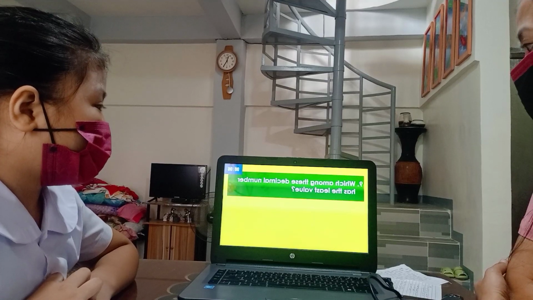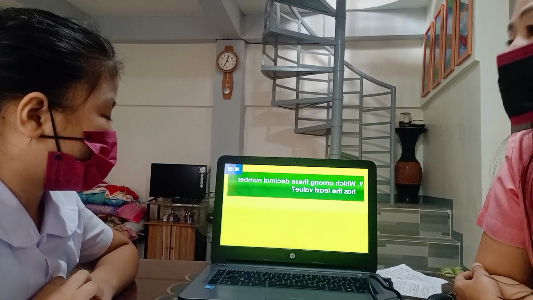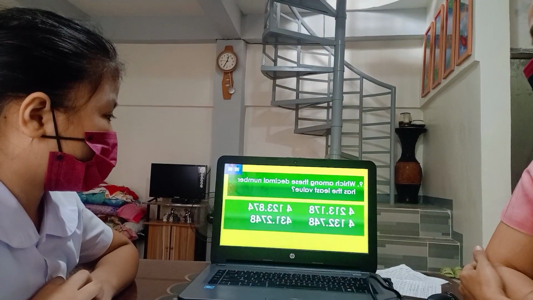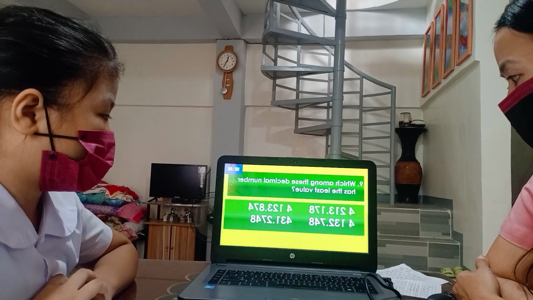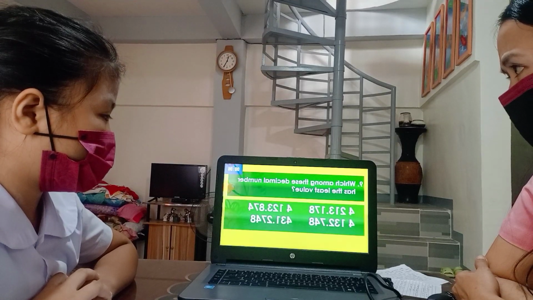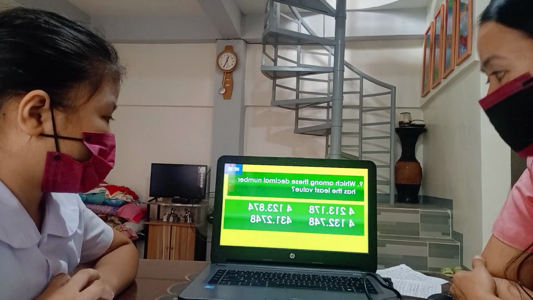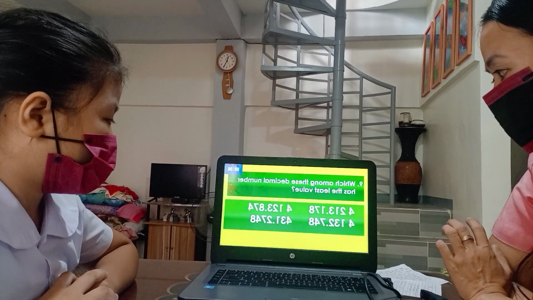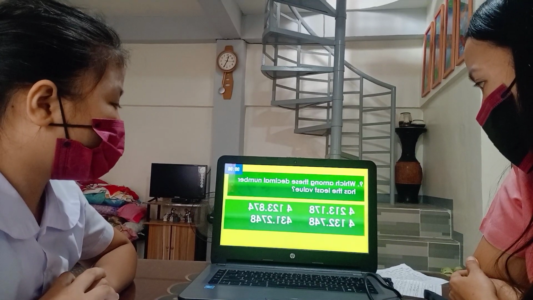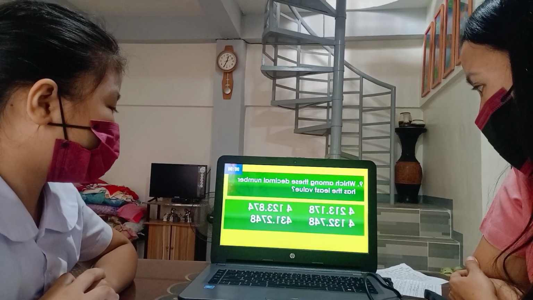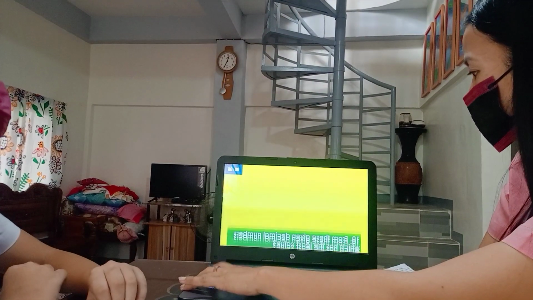Number 9. Which among these decimal numbers has the least value? 4,213 and 178,000. 4,132 and 248,000. 4,123 and 874,000. Or 431 and 2,748,000. 431 and 748,000. Okay, let's proceed.